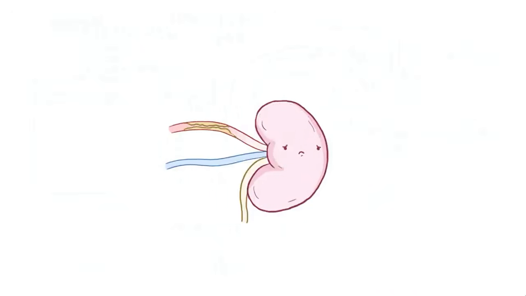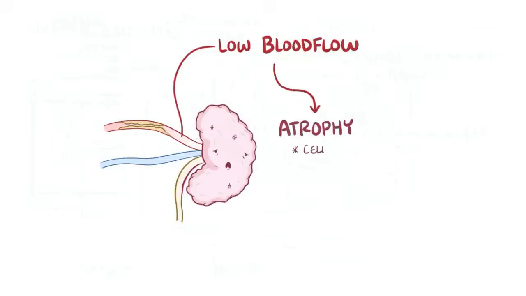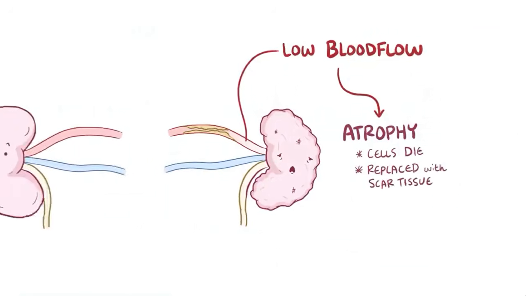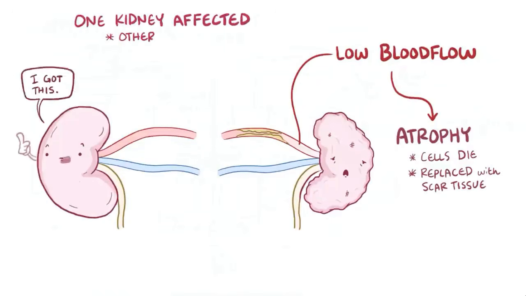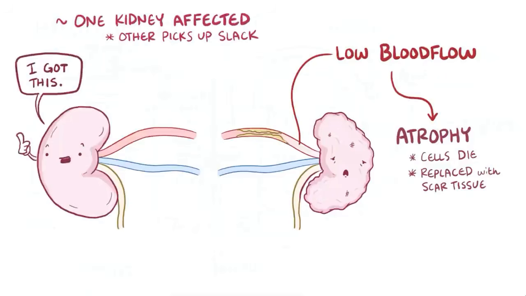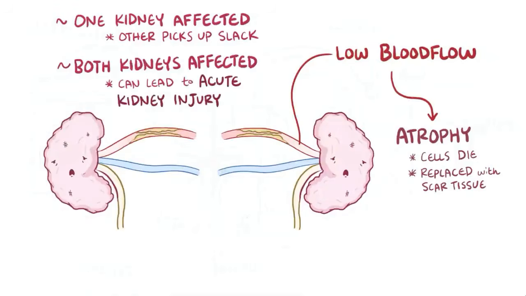Also, since the affected kidney receives less blood than usual, it eventually starts to atrophy or shrink in size, as the kidney cells die off and get replaced by fibrotic scar tissue. If the renal artery stenosis involves only one of the kidneys, then the other kidney can often pick up the slack. But if both kidneys are affected, then it can lead to acute kidney injury or acute renal failure.